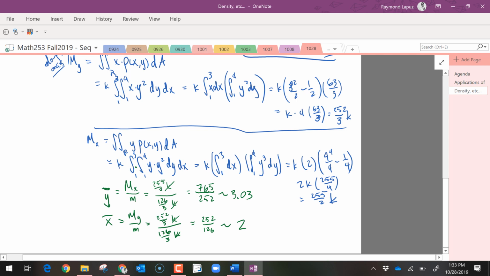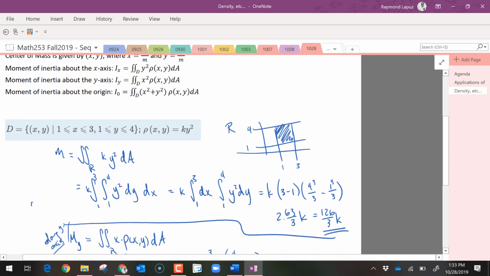All right. Let's think about this. We have a plate. It's a rectangular plate. The density is k, whatever k is, some constant, times y squared. So that means if we're looking at the plate, the more we go up in y, the more dense it's going to be, right? The density is going to be the square. If you move along the x, it's not going to change in density because there's no x in rho. Rho is just k times y squared. And so we're going to be more dense at the higher levels of y.